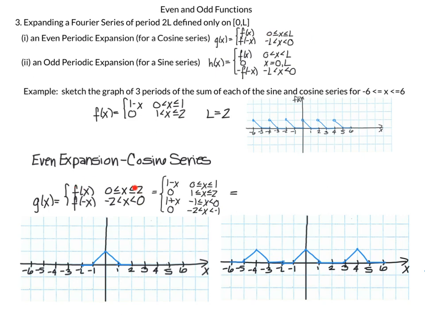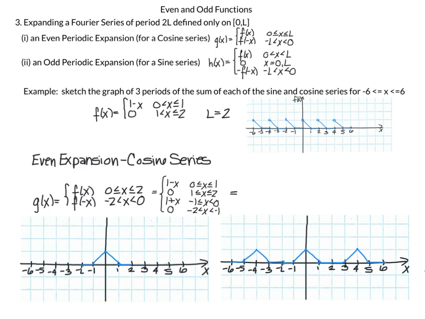So here, f of x has two subintervals. I have the interval 0 to 1, which is 1 minus x, and for the interval 1 to 2, I have 0. So this part is easy. For x going from negative 2 to negative 1, it's just 0. Whenever it's 0, that's easy.